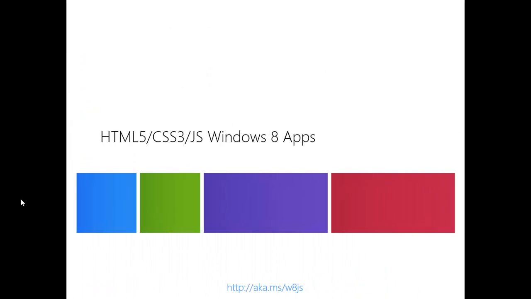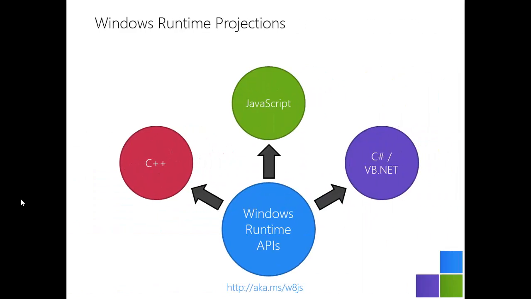So let's take a look at doing just that: how to create HTML5, CSS3, and JavaScript apps on top of Windows 8. Remember I mentioned that those Windows Runtime APIs are accessible to you directly from the languages that you use through these language projections. Out of the box, we ship with language projections for C++, C# and VB.NET, and then for this video, of course, JavaScript.